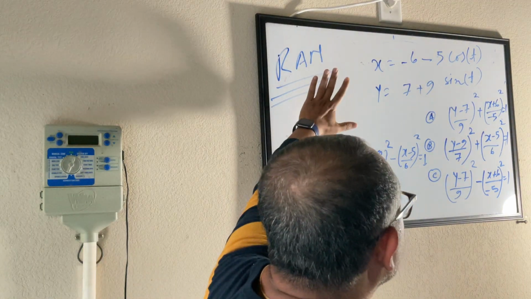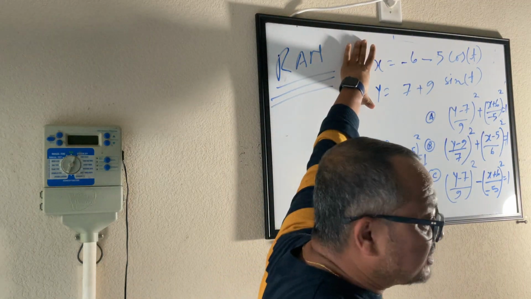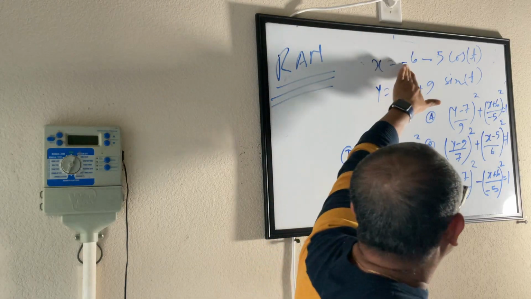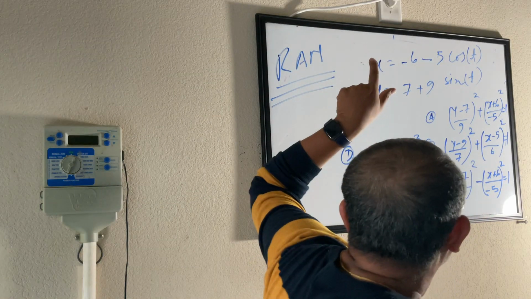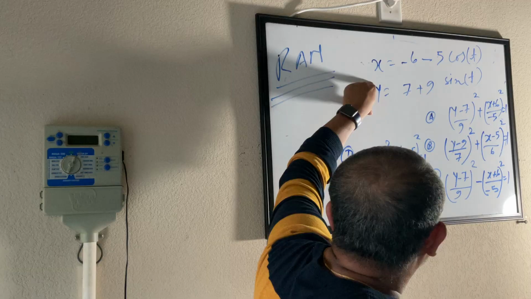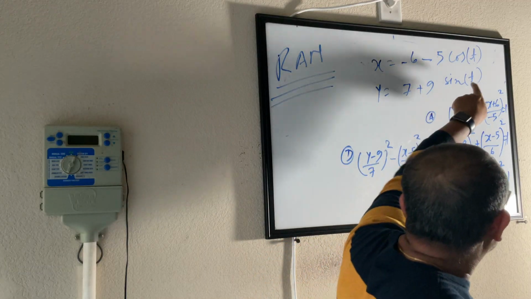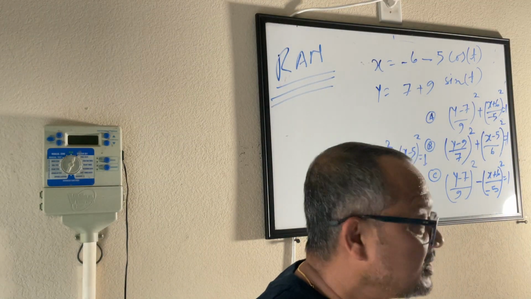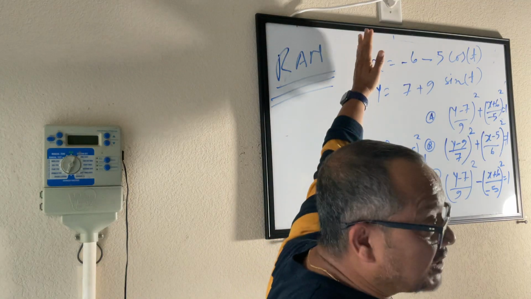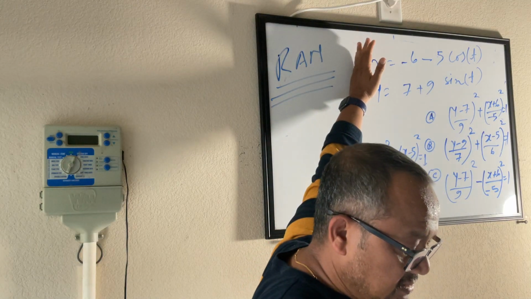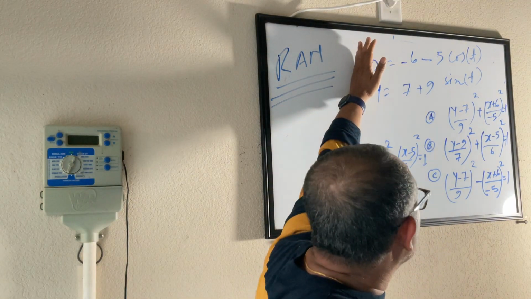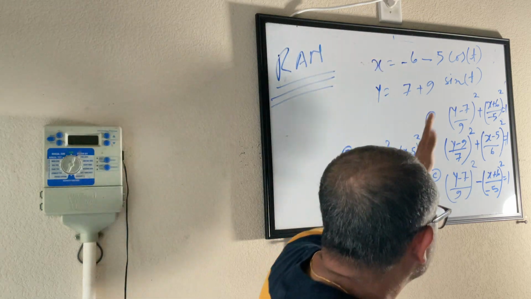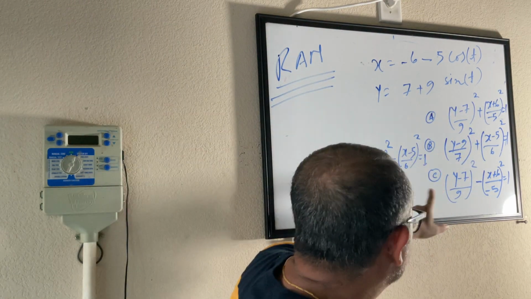So this is a question that is given to us. These are the two parametric equations given to us: x equals minus 6 minus 5 cos t, y equals 7 plus 9 sin t. We have been asked to convert them into rectangular form, and these are four options given: A, B, C and D.